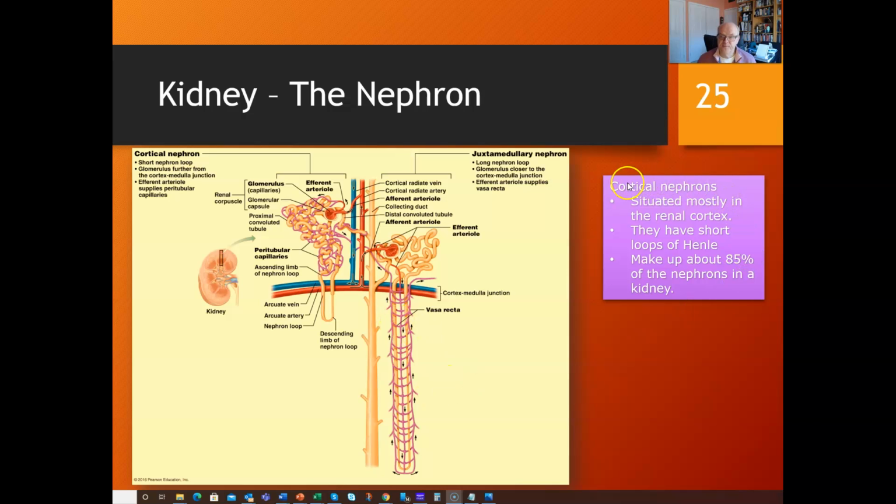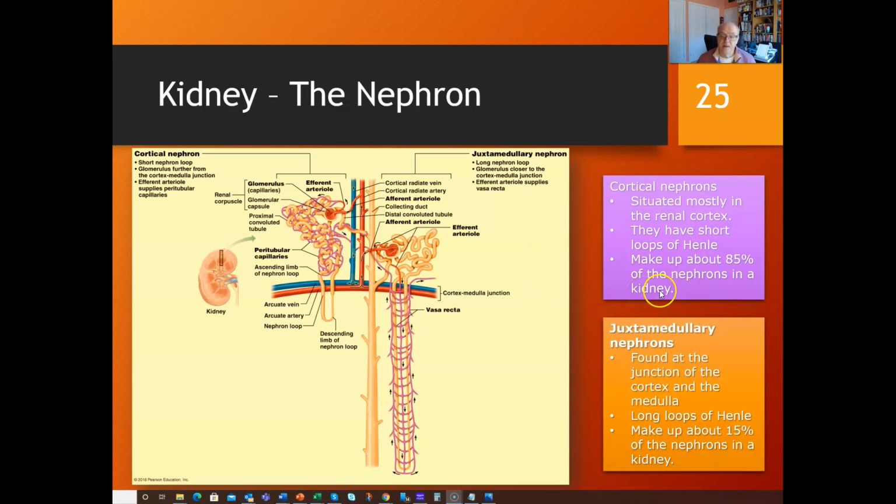Okay, so cortical nephrons are mostly in the cortex, have a short loop of Henle, and make up 85% of all nephrons. Whereas the juxtamedullary ones are found much closer to the medulla, and they make up only 15%, and they have very long loops of Henle, and they have the vasa recta as well.